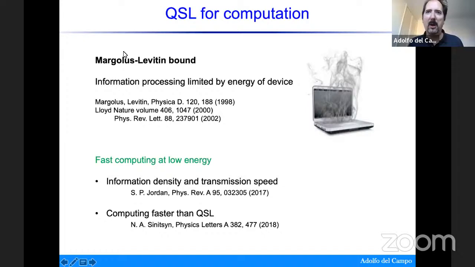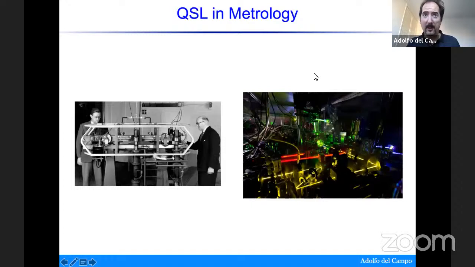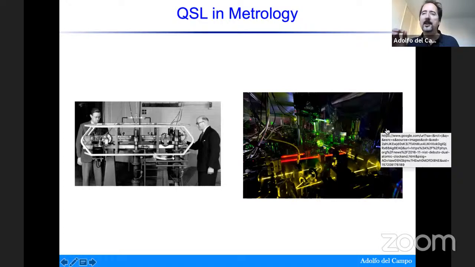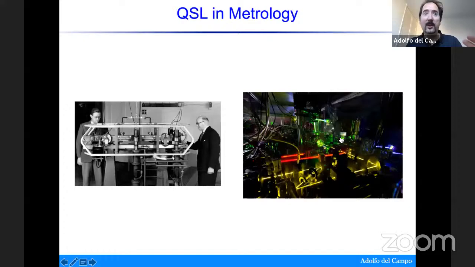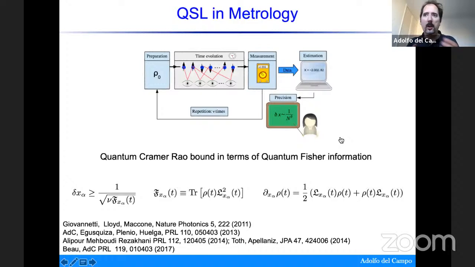A different context where quantum speed limits have been shown to be very relevant is that of quantum metrology. In quantum metrology, where you are playing with one of the old atomic clocks or a modern one, you are interested in estimating a parameter of a system with a small error. This could be a temperature, or it could be the frequency of a given interatomic transition. And this is precisely what is done in the context of atomic clocks.